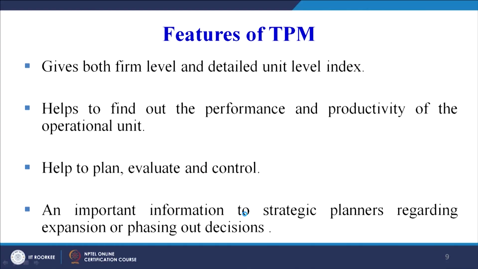Now what are the features of a total productivity measure? It gives both a firm level and a detailed unit level index, helps to find out the performance and productivity of the organization or the operational unit, and helps to plan, evaluate and control. So now you have better control, you have an overall productivity measure in which you are considering all the inputs that are going into your system and what is the output being produced by all these inputs taken into consideration in totality. Then it gives important information to strategic planners regarding expansion or phasing out decisions.